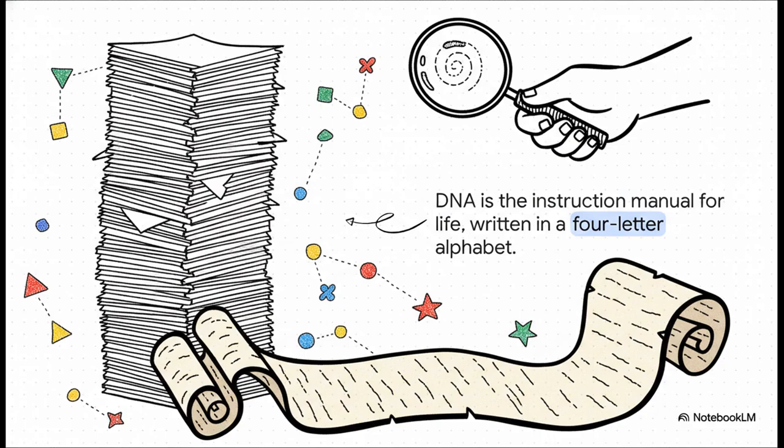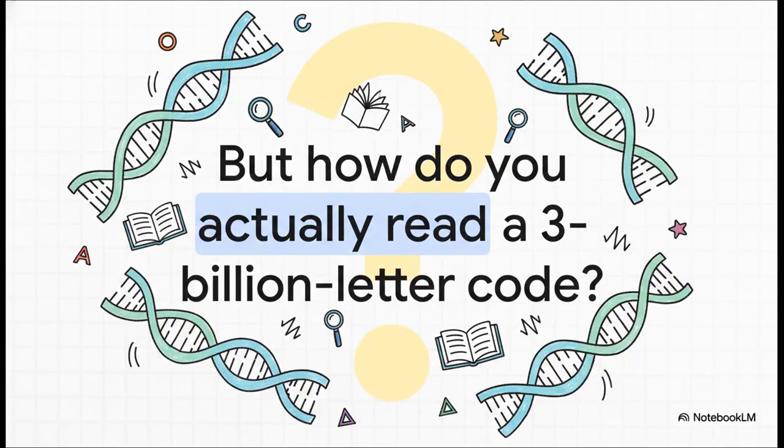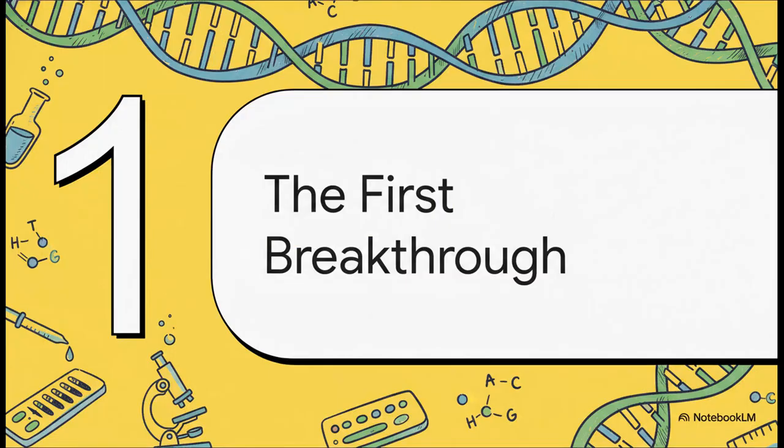And let me tell you, this is no short story. We're talking about a text that's over 3 billion letters long. I mean, if you tried to print it out, you'd have a stack of paper 200 feet high. For decades, scientists knew this incredible code existed, but they had this one massive challenge. Exactly how in the world do you read a book that long, letter by letter, without getting totally lost? That's the big question we're going to tackle today, as we unpack the amazing technologies that finally let us read the book of life.